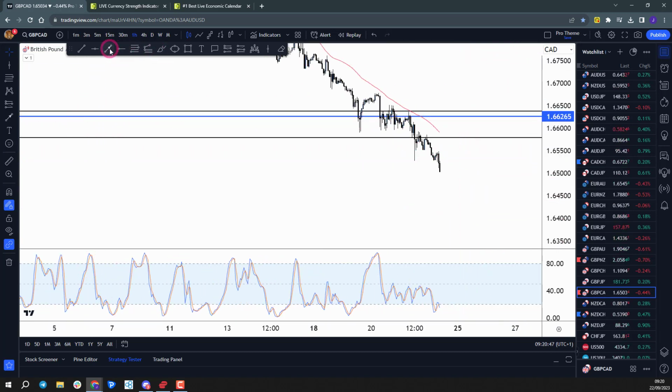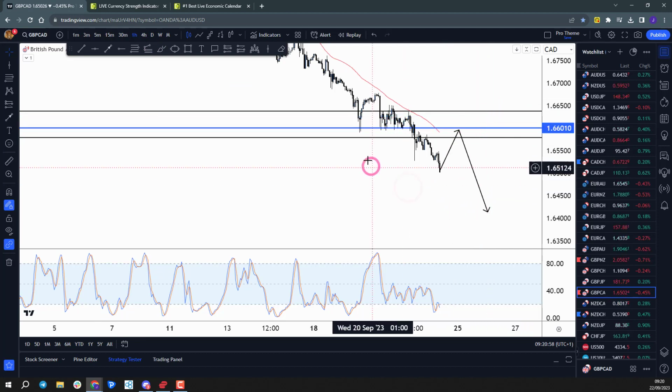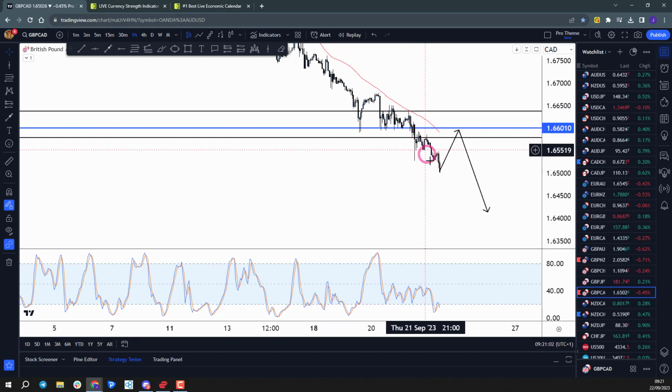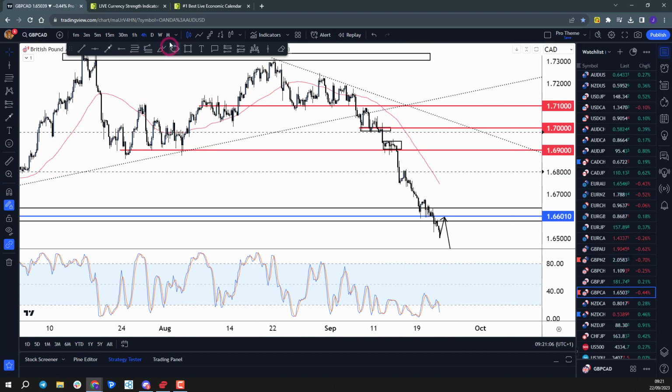So I wouldn't mind seeing a test of the hourly 50 at some point, maybe just a pullback into 166. 166 is a decent level through here. We had 166.25 punched in, but you can see how price reacted to that whole number before breaking down. So maybe something around there would be ideal.